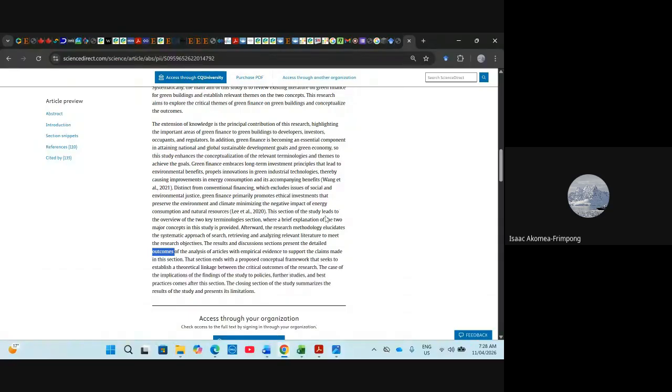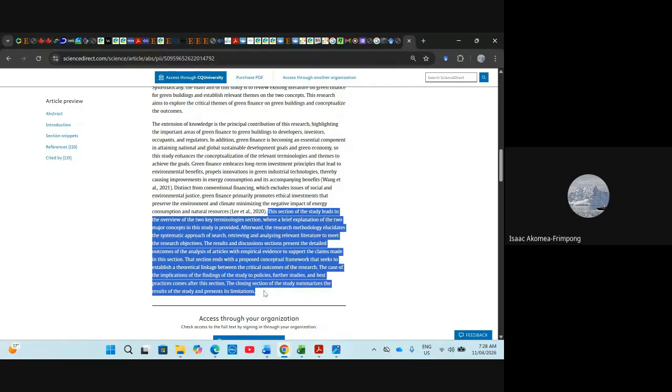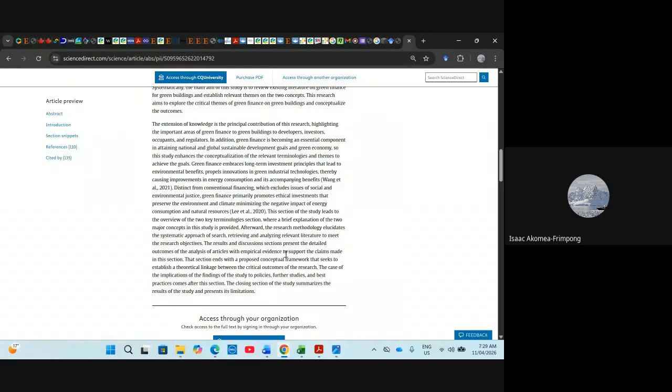This section of the study leads to the overview of the two terminologies. Okay, good. So this is the structure, the remaining sections. I said this section, which is the introduction, leads to the overview, which is the next section. When you read the paper, you see where a brief explanation of the two major concepts in this study is provided. Afterward, the research methodology is presented. Then the results are presented. Then I conclude.